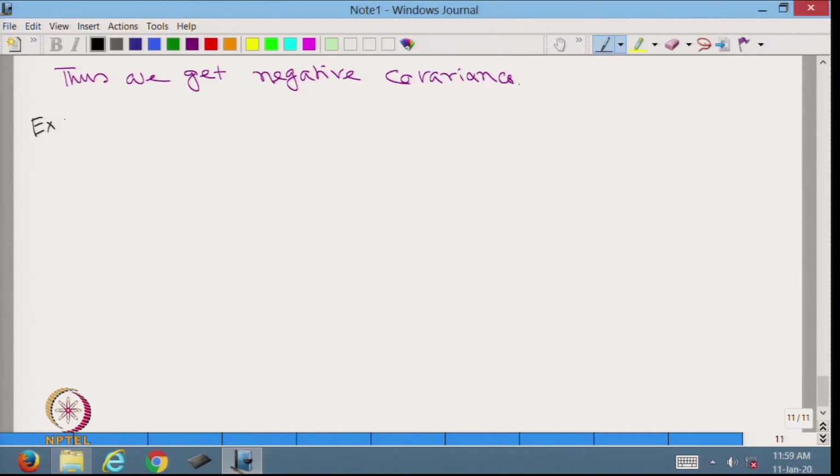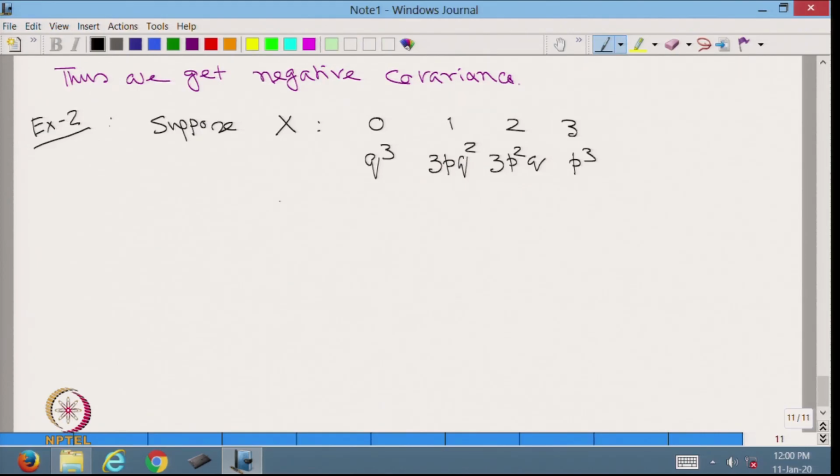Example 2. Suppose x takes values 0, 1, 2, 3, and their probabilities like before: p cube, 3 p q square, 3 p square q and p cube. Let us assume the corresponding values of y are some constant k in all the 4 cases.